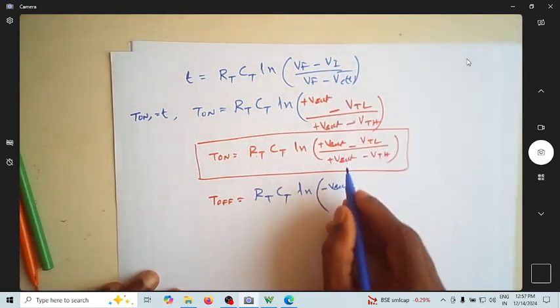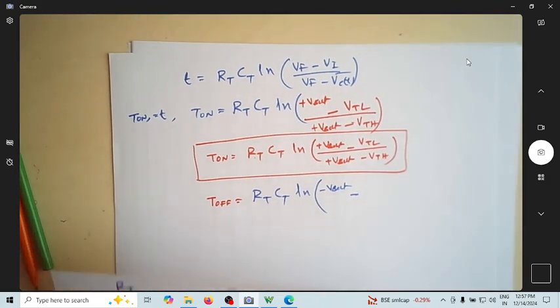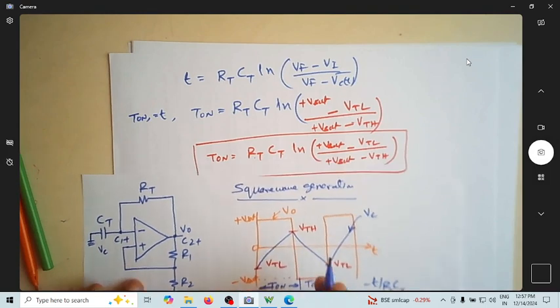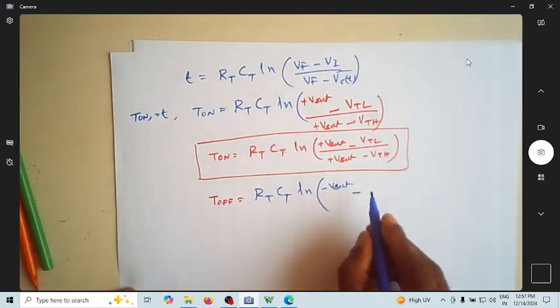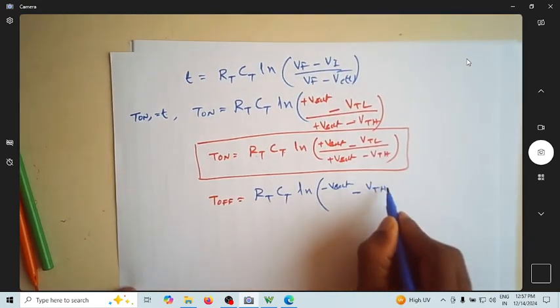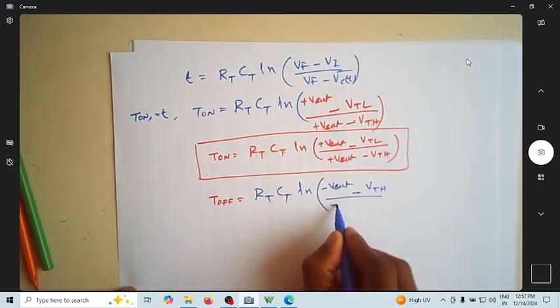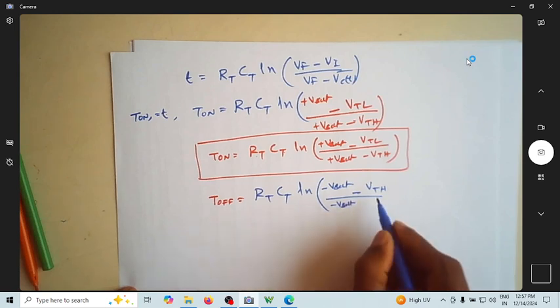What is V initial? V initial for the off time is Vth. So I will write V initial as Vth, divided by what is Vf? Vf is minus Vsat.